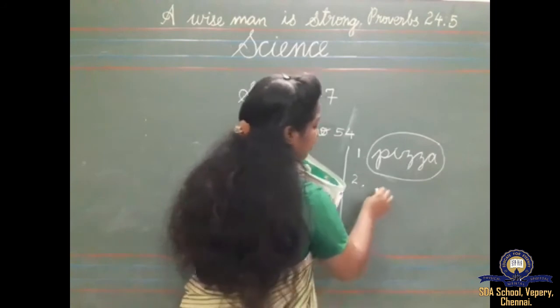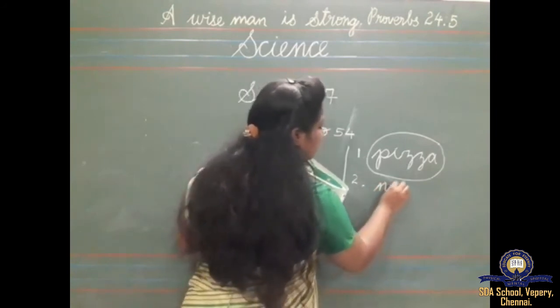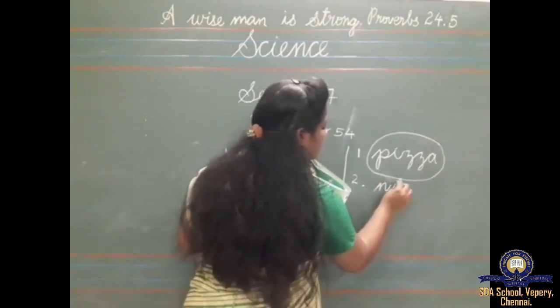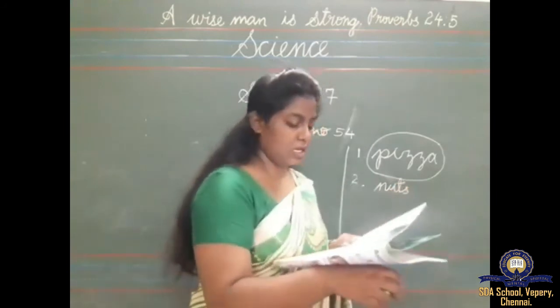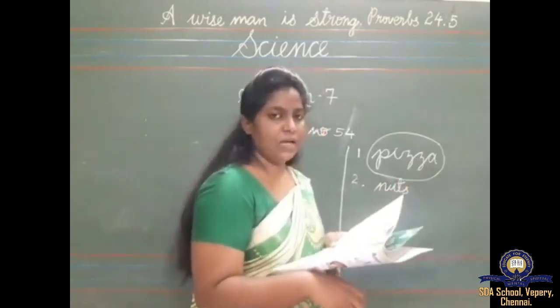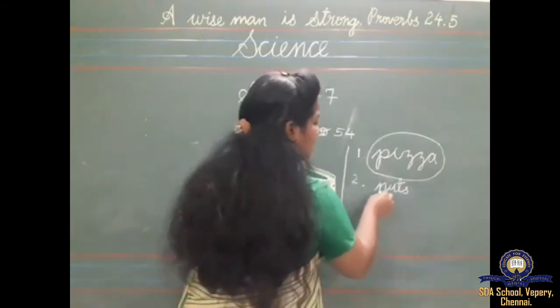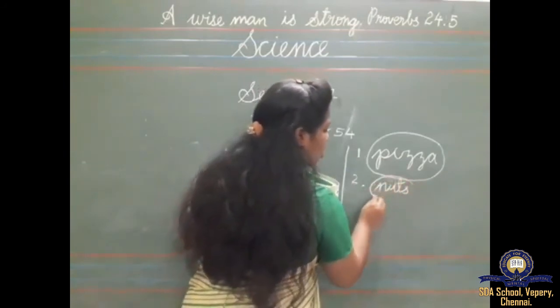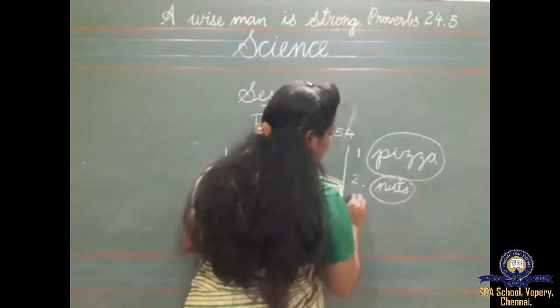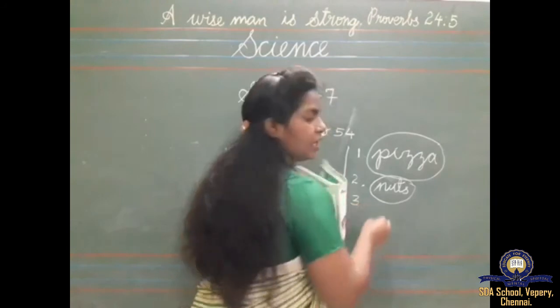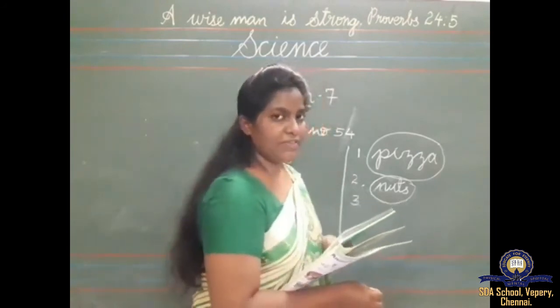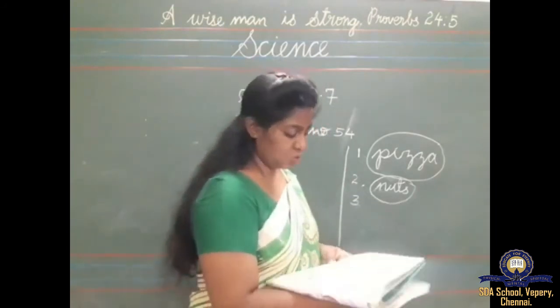Nuts. What is the spelling of nuts? N-U-T-S. Find out where the spelling of nuts is. First or second one? Second one. Now, in this N-U-T-S, put a circle. Are we done? Shall we move on to the next one?